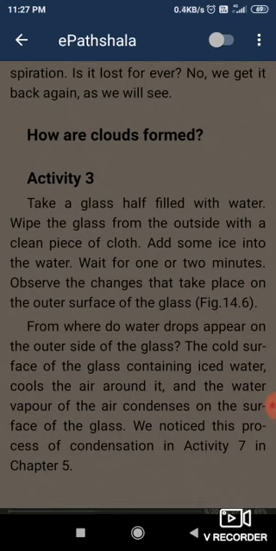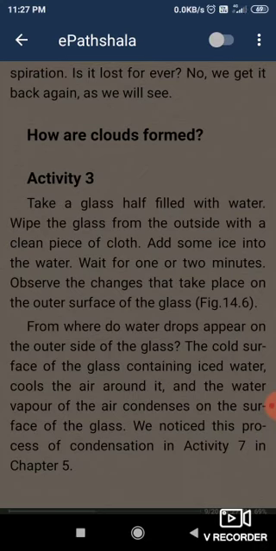Take a glass half filled with water. Wipe the glass from the outside with a clean piece of cloth. Add some ice into the water. Wait for 1 or 2 minutes. Observe the changes that may take place on the outer surface of the glass. From where do water drops appear on the outer side of the glass?